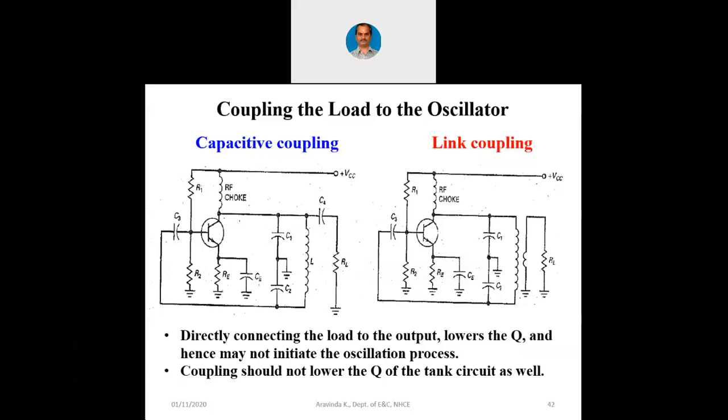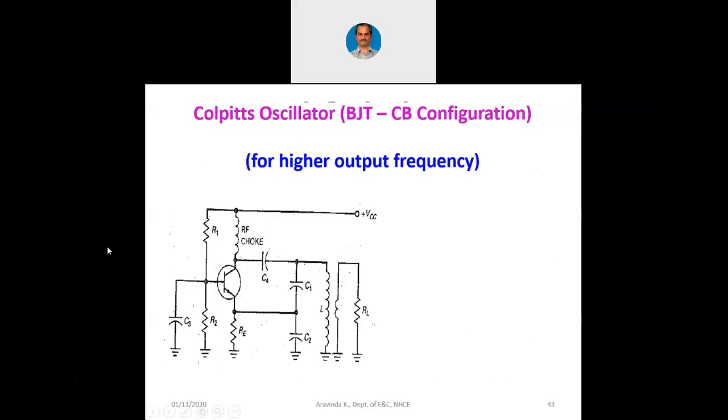Let me proceed now. We have been discussing the common emitter configuration for the design of oscillators. Till now we have been discussing only common emitter. Now in the next slide, let us see, do we have any other option? You can see this particular oscillator which is having common base configuration. You can see here output is fed back to emitter, not to the base, and through the emitter it is going back to the output.